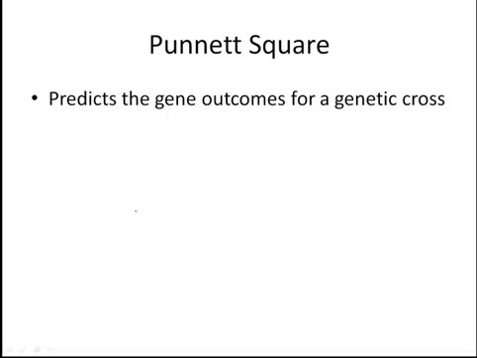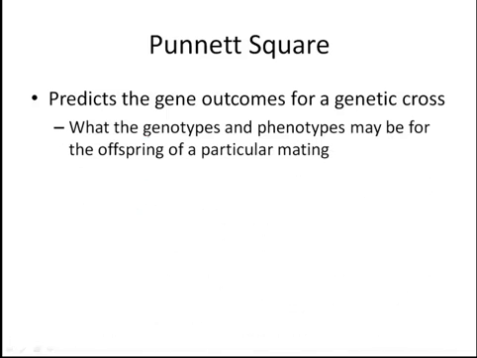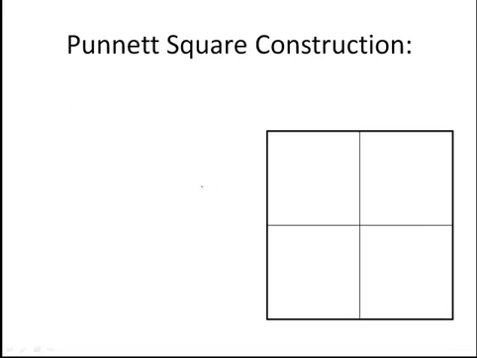Now, what we can do when we are talking about genetics is we can actually do problems using a Punnett square. A Punnett square is going to predict the gene outcomes for a genetic cross. So we can predict what the genotypes and phenotypes may be for the offspring of a particular mating. It does not mean that that's what's always going to happen. If you were going to draw a Punnett square, and this is a monohybrid cross, we're just going to look at one trait at a time.